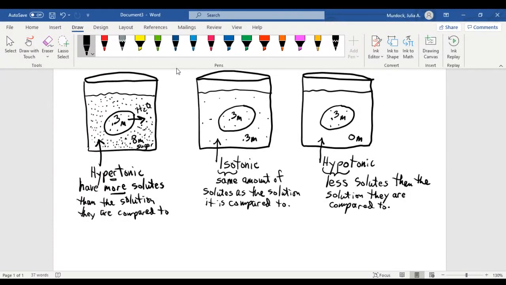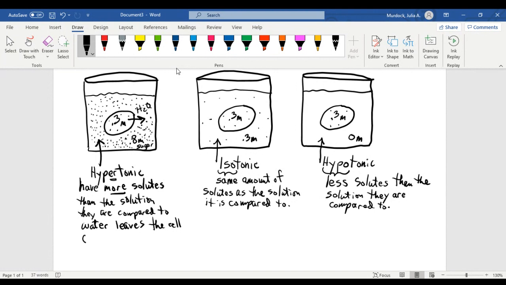Every time you have a hypertonic solution, if you stick a cell in a solution that's hypertonic to it, it will always dehydrate the cell. So water in hypertonic solutions will move out. Water leaves the cell. And what do you think the fate of the cell is? What will the cell start to look like as the water leaves it?